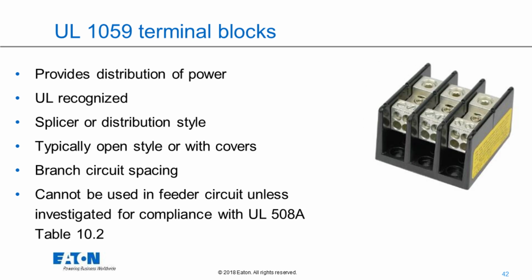Next product is UL 1059 terminal blocks. These provide distribution of power, UL recognized. They could be the splicer or distribution style. Typically they're open style, and they can also have covers. They have branch circuit spacing, not feeder spacing. They cannot be used on feeder circuits unless investigated for compliance with UL 508A Table 10.2.